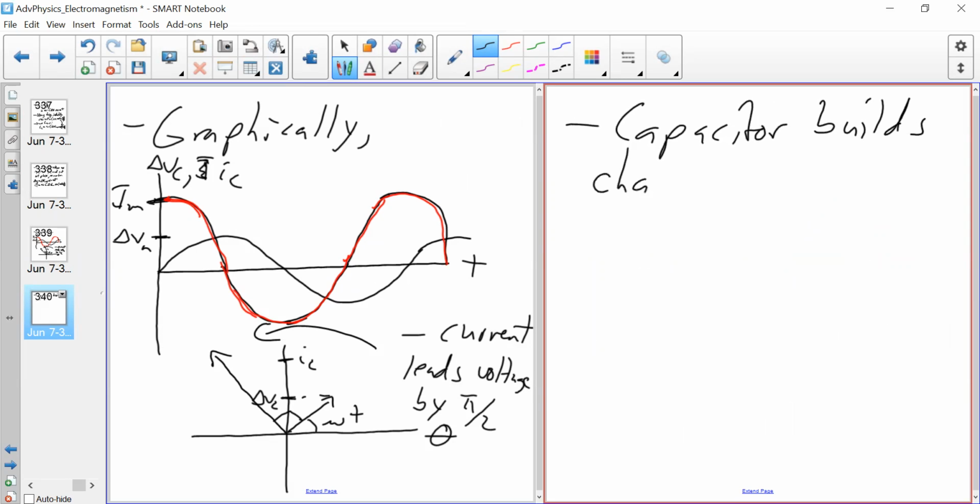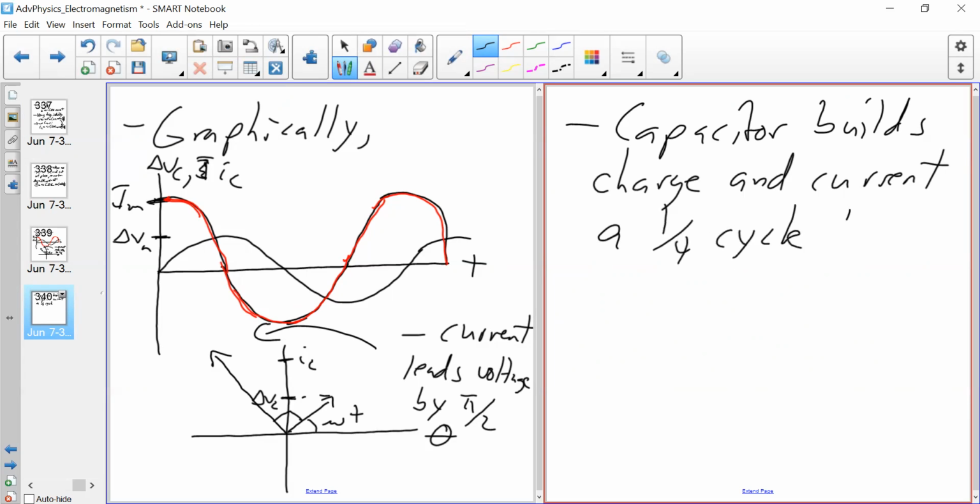The capacitor builds charge, and there's going to be a discharge. So for the sake of argument, we're just going to say it builds up charge and current, but it doesn't conduct like a wire or the rest of the circuit. There's a discharge for current to flow through the rest of the circuit, and we'll just summarize all that and say the capacitor builds charge and current a quarter of a cycle before voltage. Why a quarter of a cycle? Because 90 degrees is 1/4 of 360.